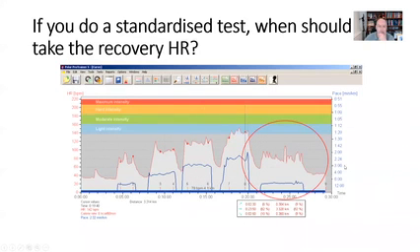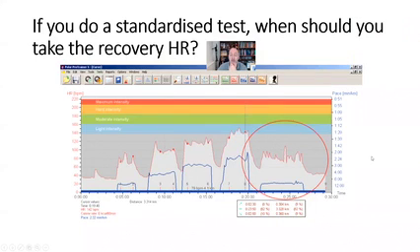So if we do a standardized exercise test, when should we take the recovery heart rate? Well, there's a really good clue in this one. And again, I've come back to this same trace because there's so much information in this one. We can see that we get the really nice rapid drop here after we finish exercise. This horse doesn't work very hard, but what we see in that as the horse starts walking is the heart rate's going up and down.